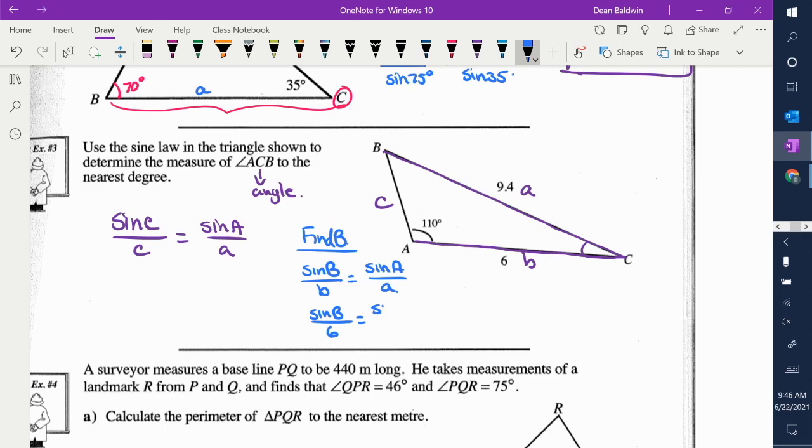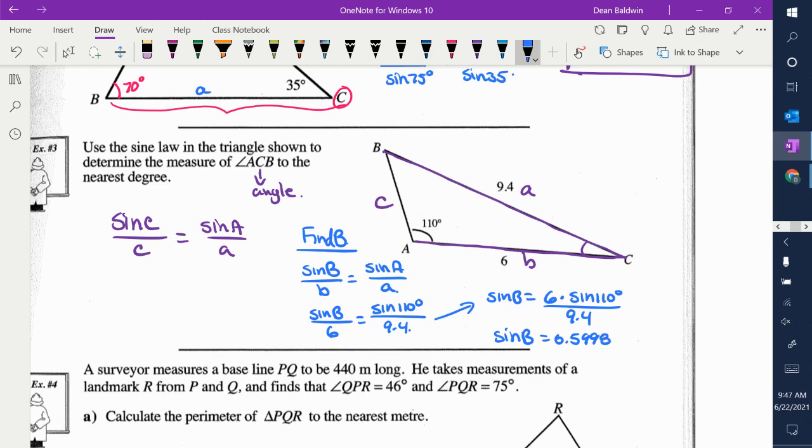A is 110. And little a is 9.4. So this is going to be a little different, similar to what we did yesterday. So sine of B is going to be 6 times sine of 110 divided by 9.4. That's going to give us a number, which is 0.5998.